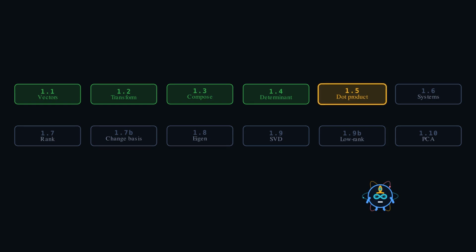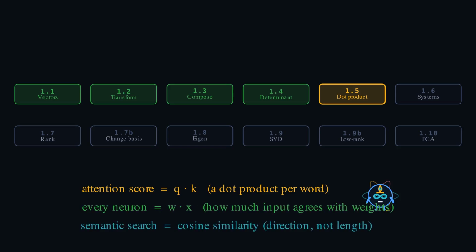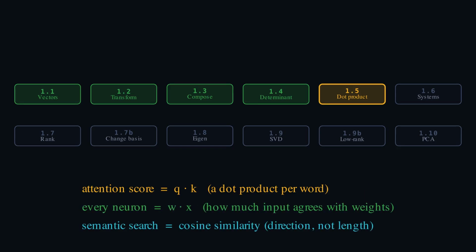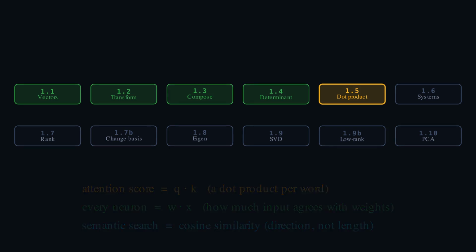You are here. And what it buys you. Attention scores are dot products. Every neuron is a dot product. Semantic search is a normalized dot product. One tiny operation running trillions of times a second. Everywhere in AI. Next stop on the map, every trained model is secretly solving one equation. Ax equals b. Where lines cross, models learn.